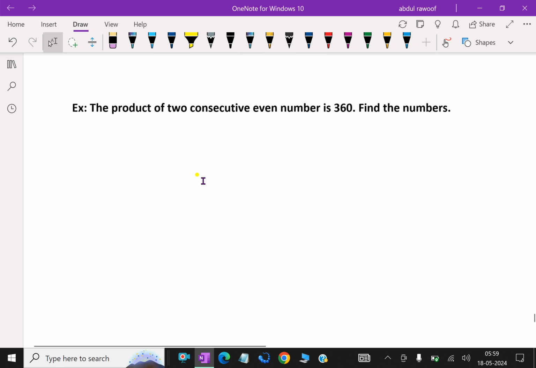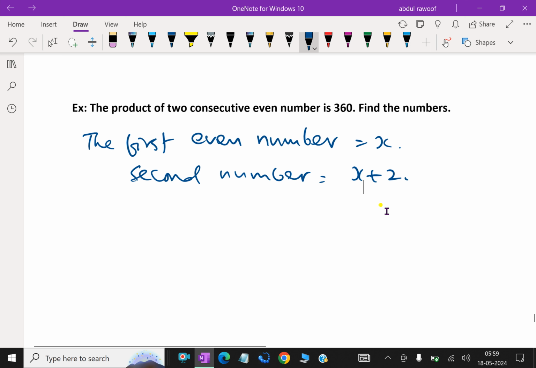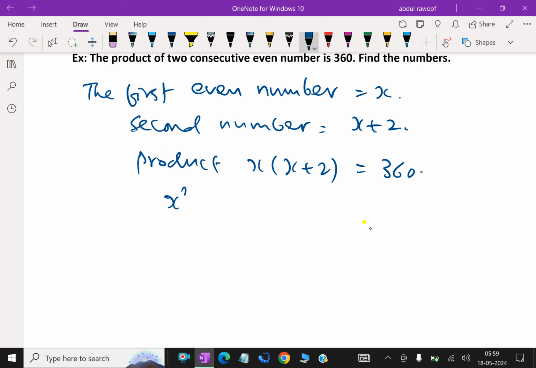Next question. The product of two consecutive even integers is 360. Let us find the numbers. The first even number is x. The second consecutive number is x plus 2. Since x is an even number, x plus 2 is the second consecutive even number. The product is x into x plus 2, which is equal to 360. So multiplying, x squared plus 2x minus 360 equals 0.